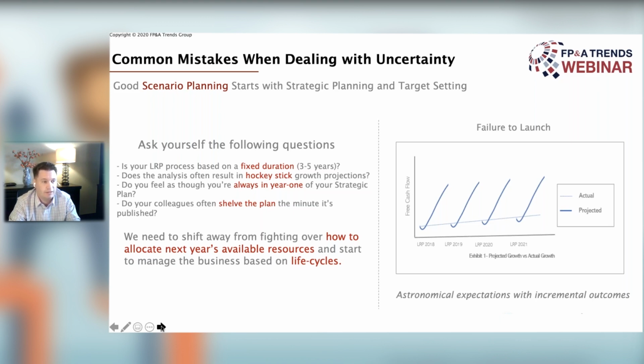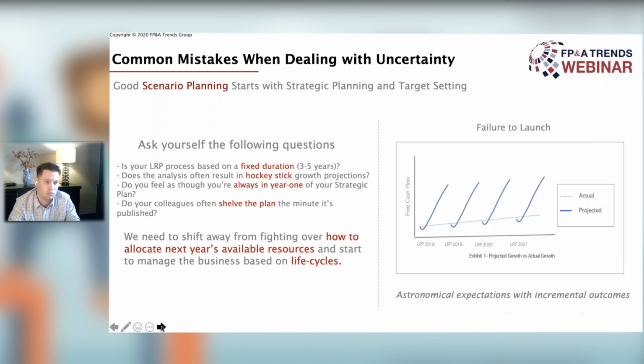Which is your strategic plan or your target setting exercise. So let's look at the visual on the right. We call this kind of a failure to launch scenario here. I'll define that as astronomical expectations with incremental outcomes, right? So everything's a hockey stick, right? And the reason why, I'll cut to the point here at the bottom.